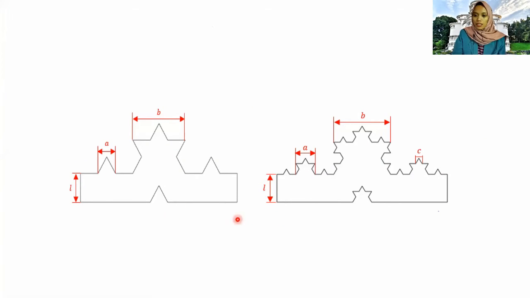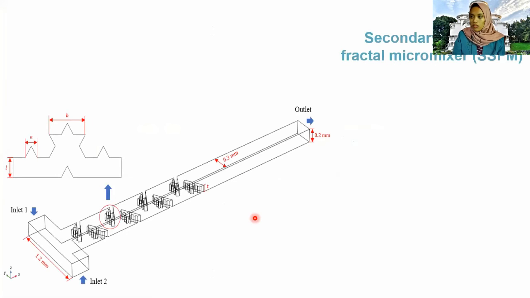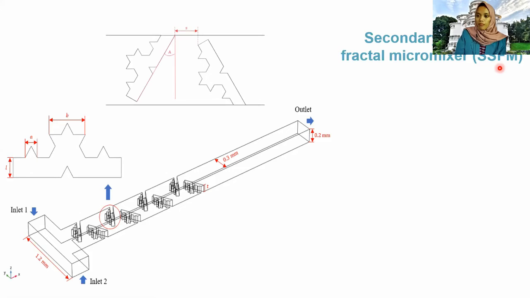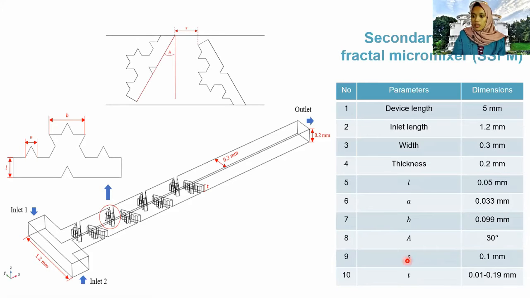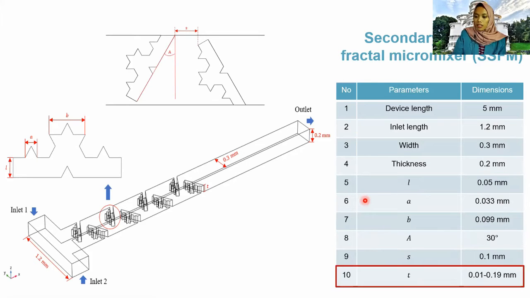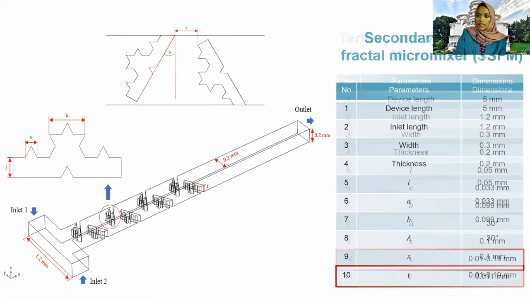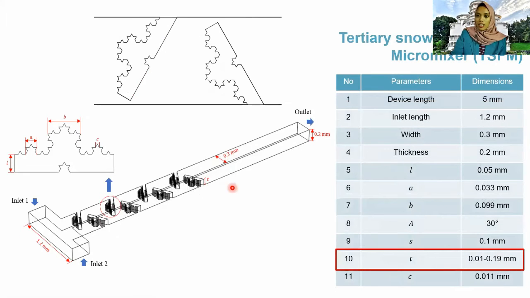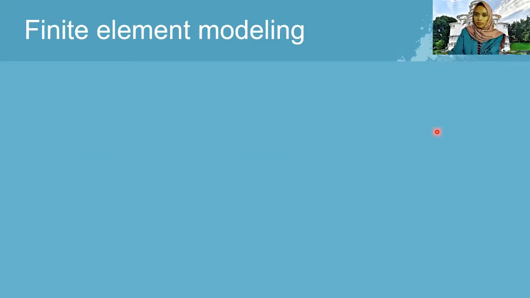This is the structure we designed. The first geometry is the secondary snowflake fractal micromixer, or SSFM. This table shows the parameters we use. NT, the variant of obstacle thickness, has a length of 0.01 until 0.19 mm. This is the T. And the second structure is the tertiary snowflake fractal micromixer, or TSFM.